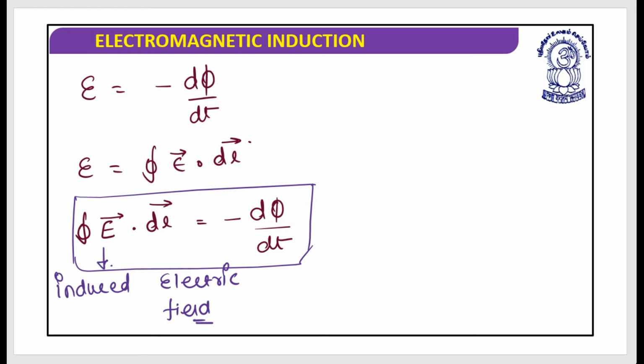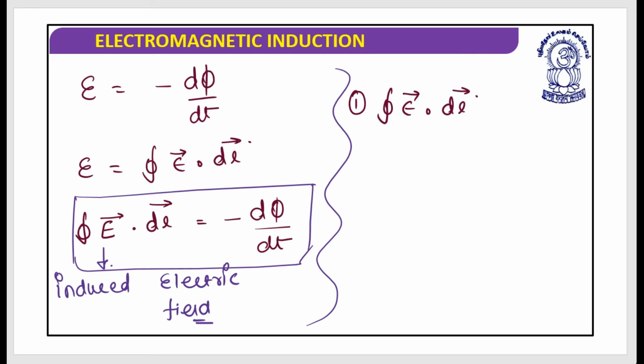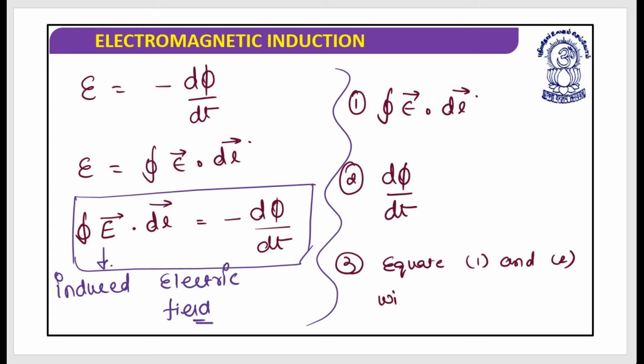Have you noted it down? Are you sure? Now let's understand the process to find out the induced electric field. You need to do this task in two parts. The first part is to make the line integral of E dot dl. Second, find out the d phi by dt. And third, equate 1 and 2 with proper sign.